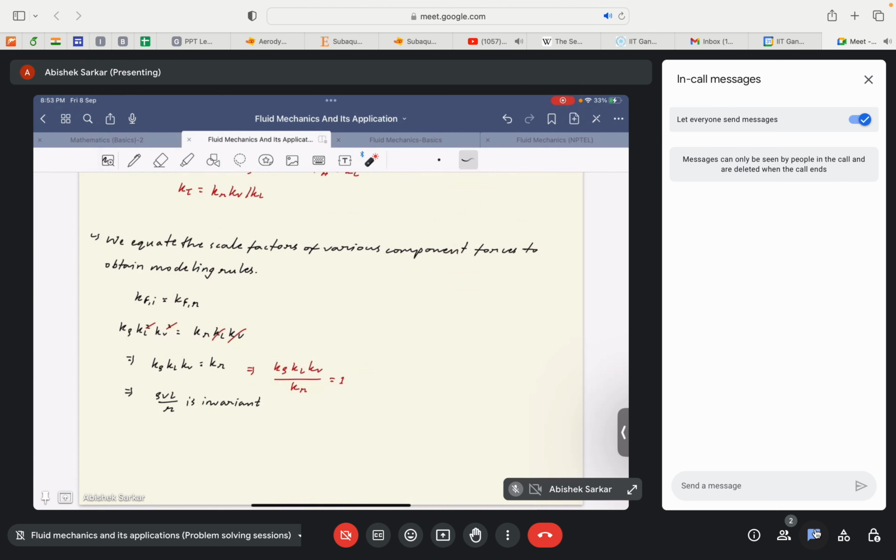Then from that we get a very interesting result. We say that we equate the scale factors of various components of forces to obtain modeling rules, right? That's the interesting result. After we compare the scale factors for different components of forces, or basically the various driving forces in the flow field, we get the modeling rules, basically similar to the previous case that we have discussed.